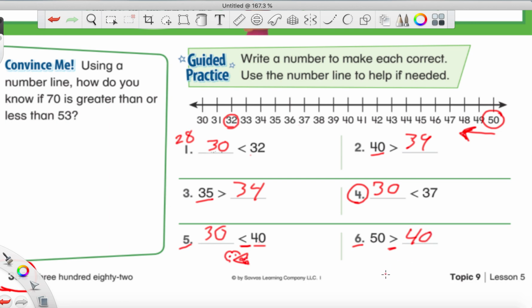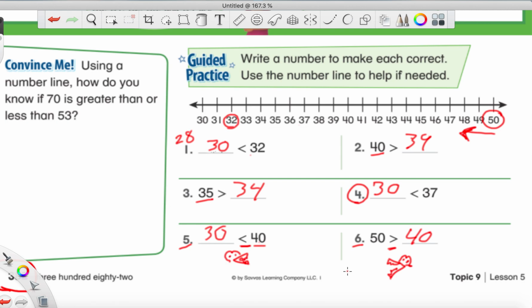So if I drew a little alligator, is this alligator going to want to turn around and eat this number 40? Or is the 50 still bigger and the alligator wants to still eat it? That's right, the 40 is smaller. He's not going to want to turn around and eat that tiny number. He wants to keep eating that 50. So we did this correct. 50 is greater than 40.